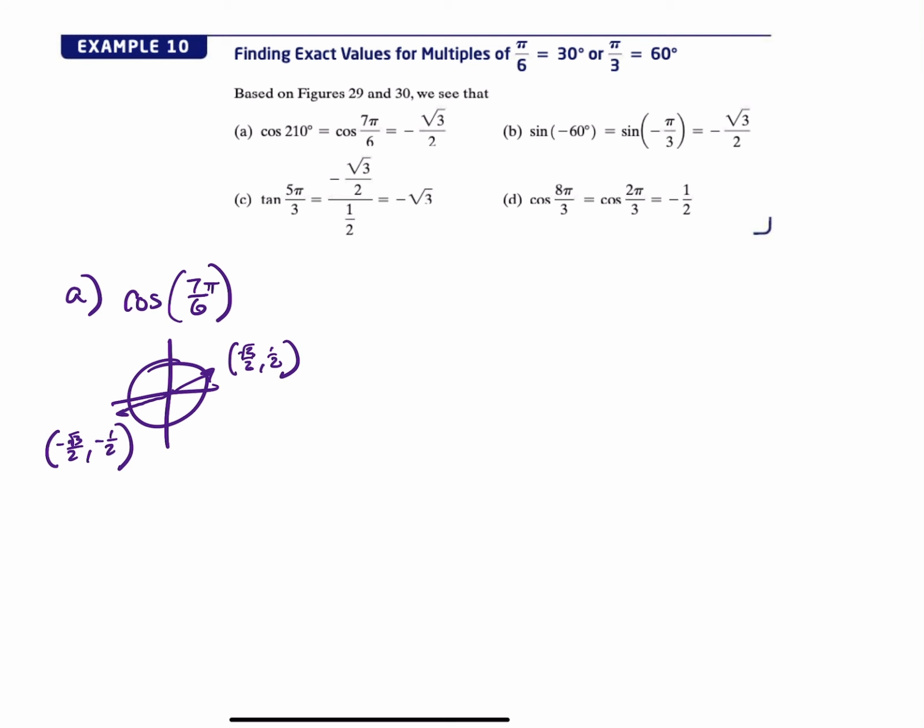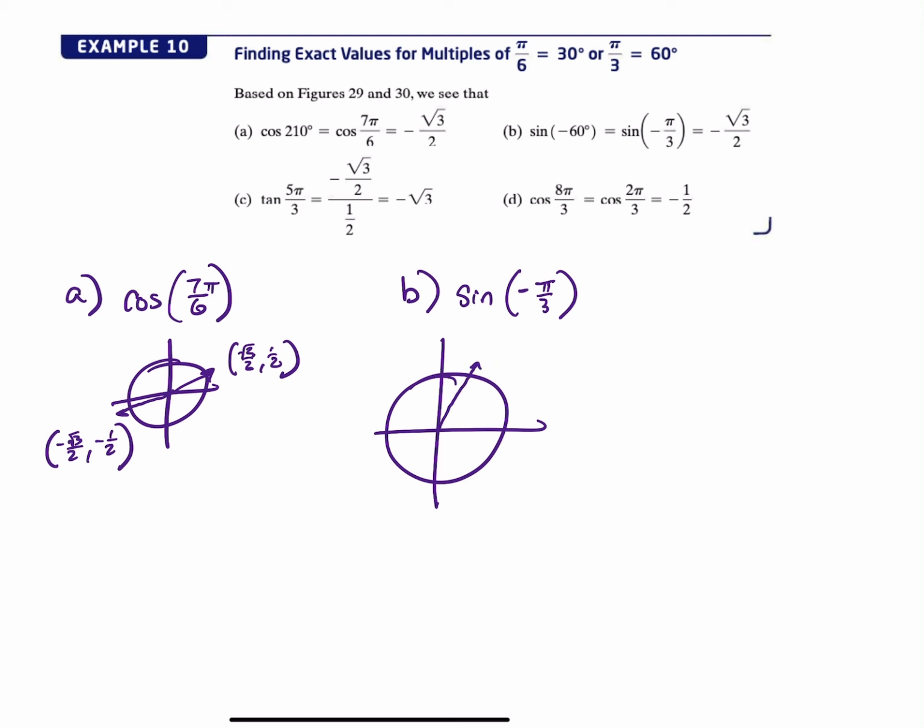Let's just do one more for the sake of example. So for B, we're looking at the sine of negative pi over 3. Well, positive pi over 3, the pi over 3 angles are closer to the y-axis. That would be positive pi over 3. So negative would just be down here. Positive pi over 3 starts with the 1/2, so 1/2, root 3 over 2.